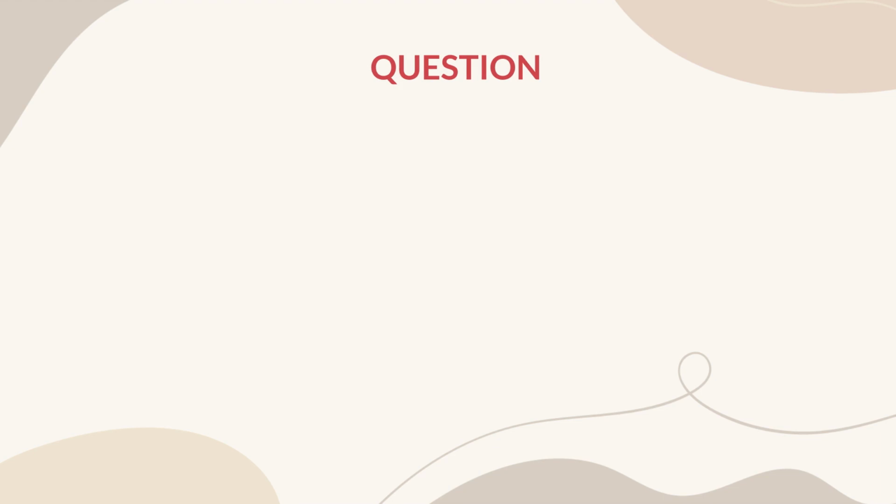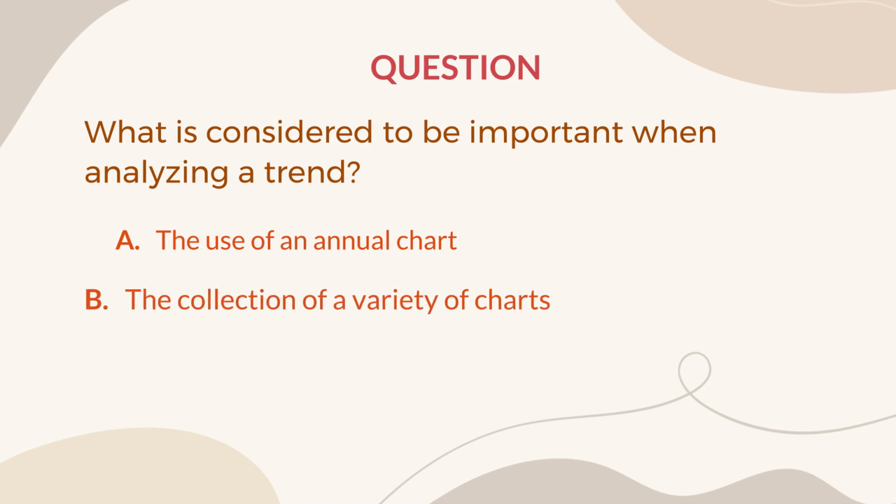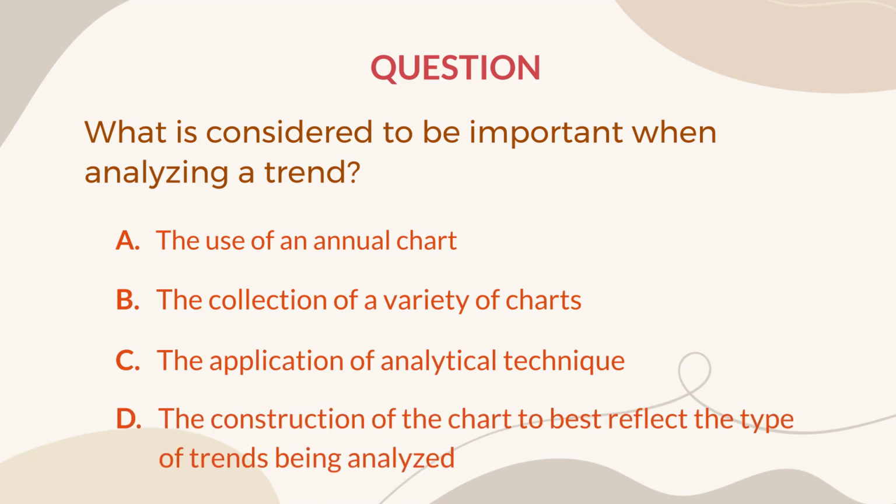Answer the question. What is considered to be important when analyzing a trend? A. The use of an annual chart. B. The collection of a variety of charts. C. The application of analytical technique. D. The construction of the chart to best reflect the type of trends being analyzed. The correct answer is D. The construction of the chart to best reflect the type of trends being analyzed.